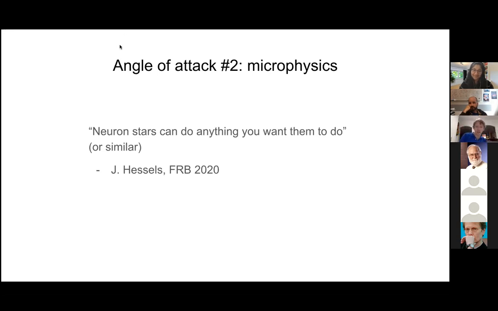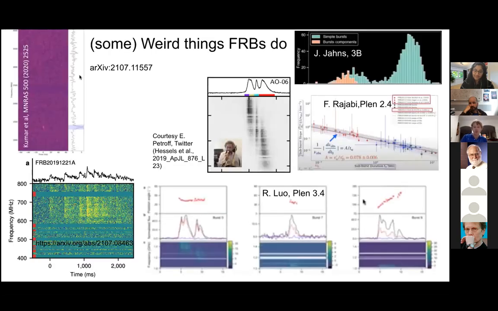Okay, what I'm going to do is quickly introduce the microphysics aspect of this, which is just a continuation of the current discussion, really. So this was really brought about because I'm going to leave this quote here from Jason at the last FRB 2020. He said something like this, right? That neutron stars can do anything you want them to do. So if you point out all the weird things that FRBs do, there's a lot of them, right? So you can have FRBs with incredibly small observed bandwidths, right? And of course, there's a huge discussion with all of these about how much this is an intrinsic effect and how much it's due to something in the way, right?